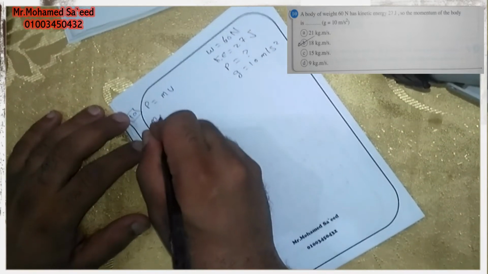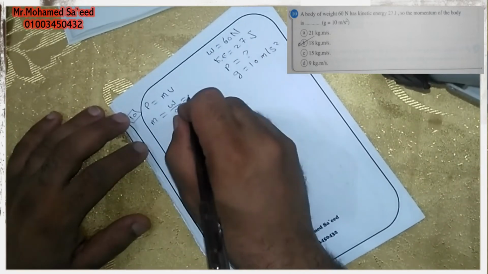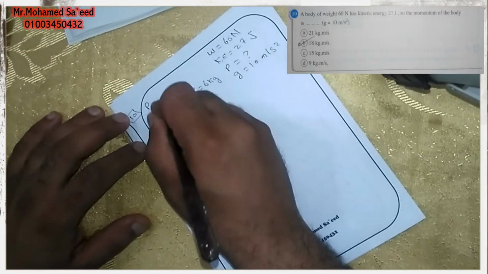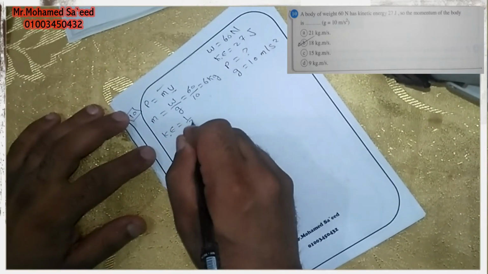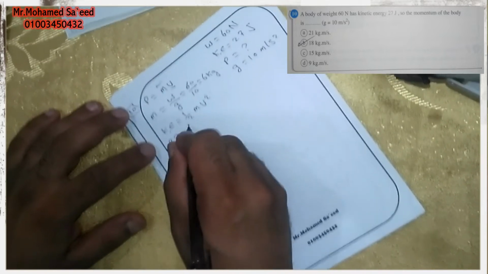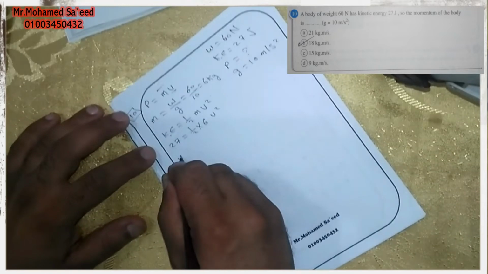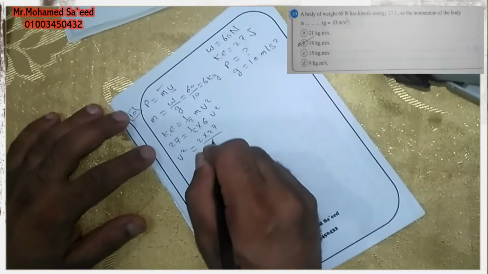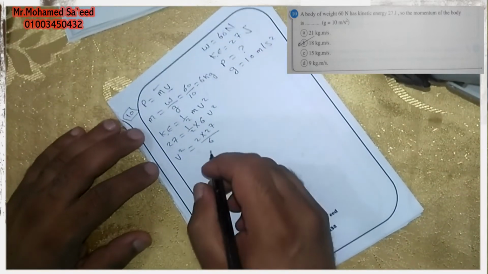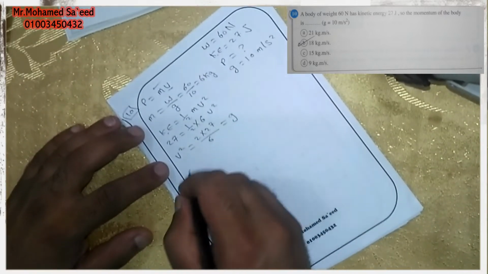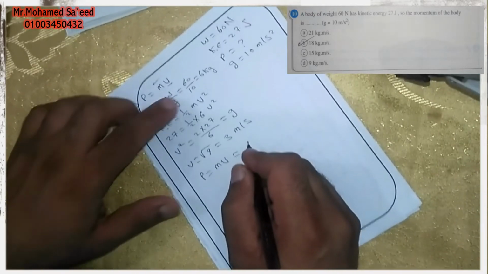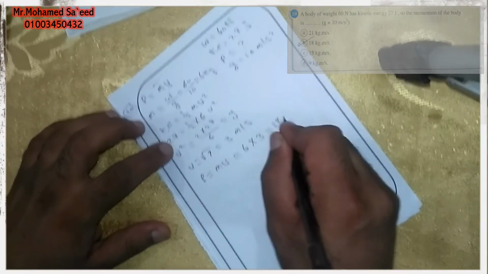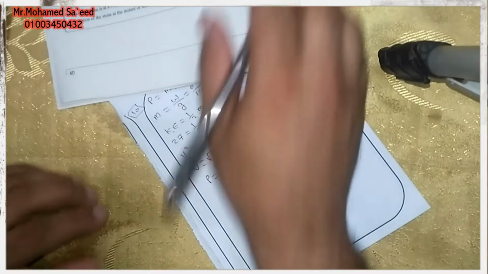We can calculate the mass. M equals weight over gravitational acceleration, which equals 60 over 10 equals 6 kilogram. Now we have the mass of the body, and we want to calculate its velocity. Kinetic energy equals half m v square, so 27 equals half multiply 6 v square. So v square equals 2 multiply 27 over 6, which equals 9. So V equals square root 9 equals 3 meter per second. So momentum equals m v, 6 multiply 3, equals 18 kilogram meter per second. The answer is B. Okay, answer the following questions.